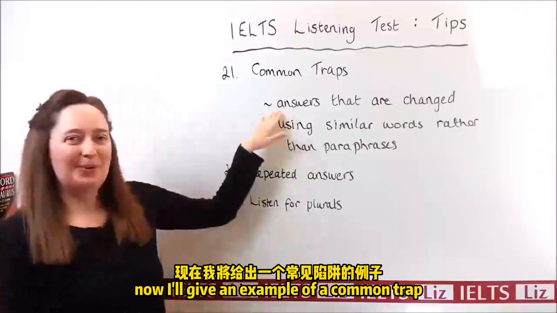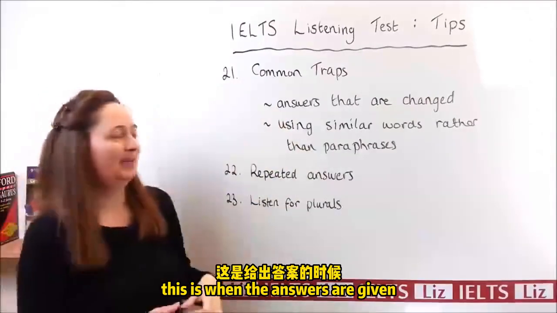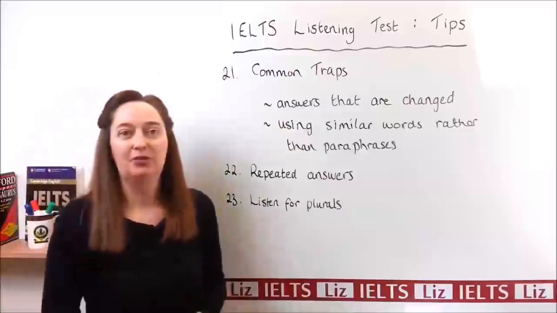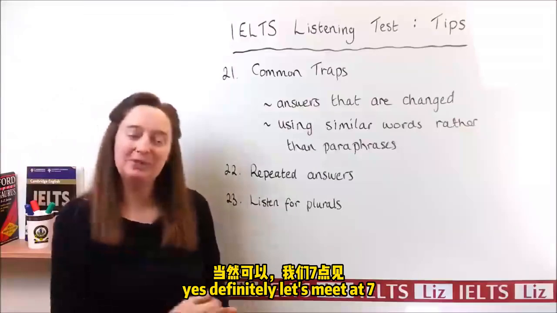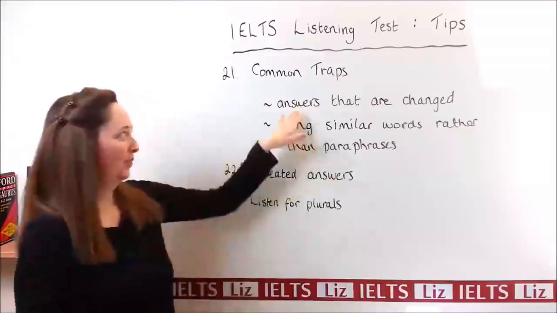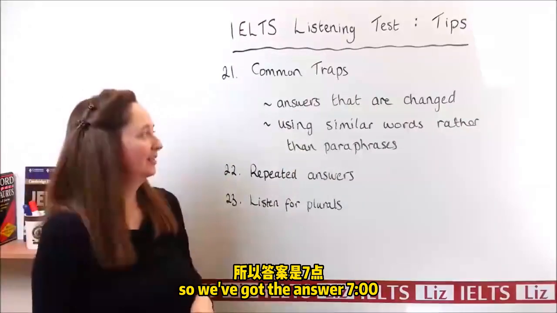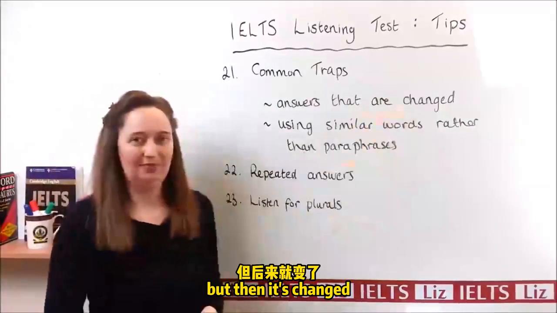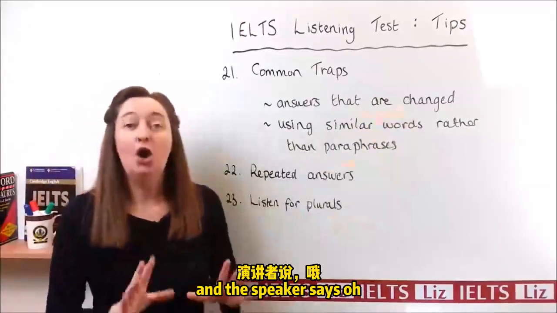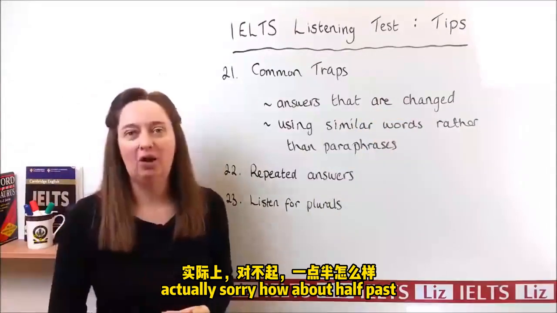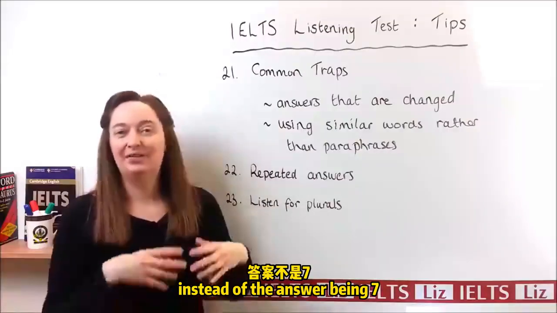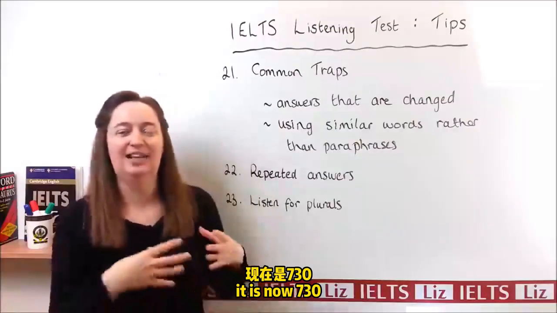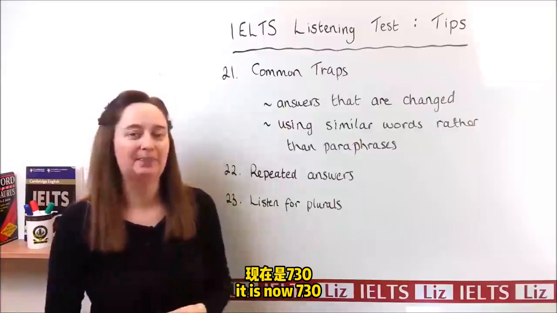Now, I'll give you an example of a common trap. This is when the answers are given. So, for example, shall we meet at 7 o'clock? Yes, definitely. Let's meet at 7. So we've got the answer, 7 o'clock, but then it's changed. And the speaker says, oh, actually, sorry, how about half past? So suddenly, instead of the answer being 7, it is now 7:30.